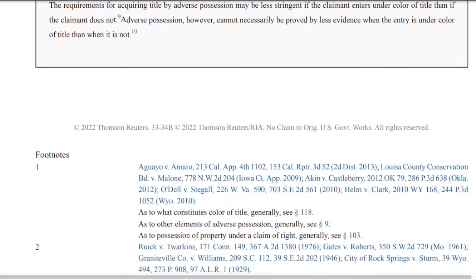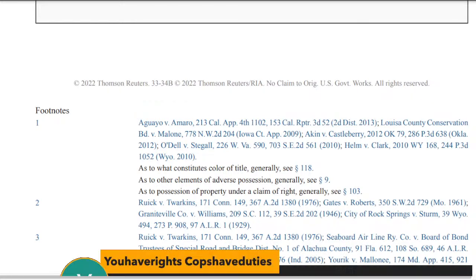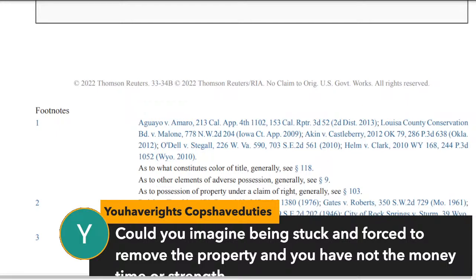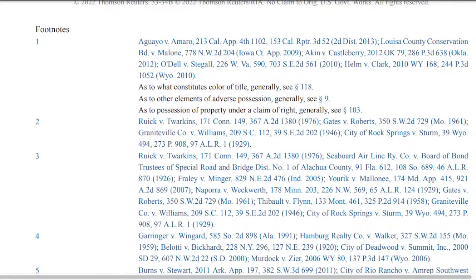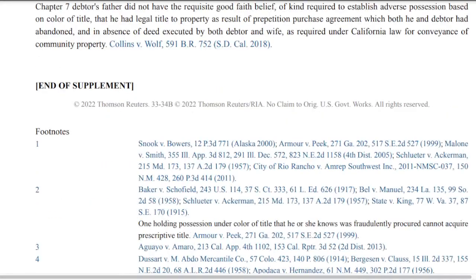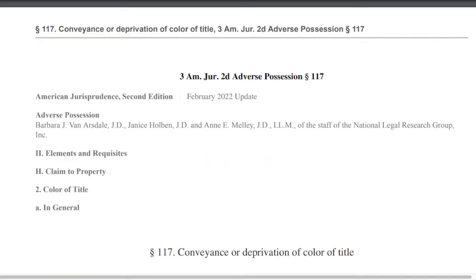Excellent. So we're moving along here, learning a lot as to what constitutes color of titles. Did we look at 118? We're going to look at that. Other elements, we saw that. And possession of property under claim of right. Let's look at this 118 really quick. What constitutes color of title generally? Well, we're already in a diversion, aren't we? Could you imagine being stuck and forced to remove the property and you have not the money, time, or strength? Right. So then, it's a lot of ways that could happen. So where we're going to 118, right? We're at 111. Here we go.